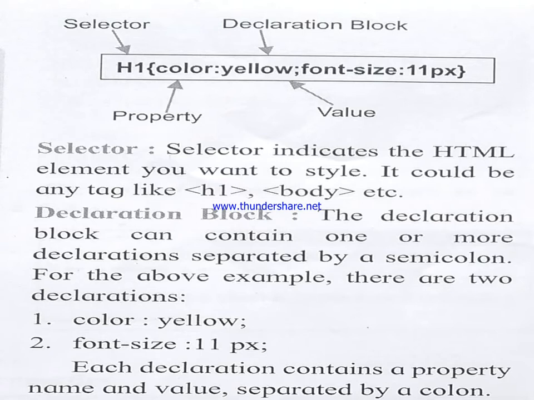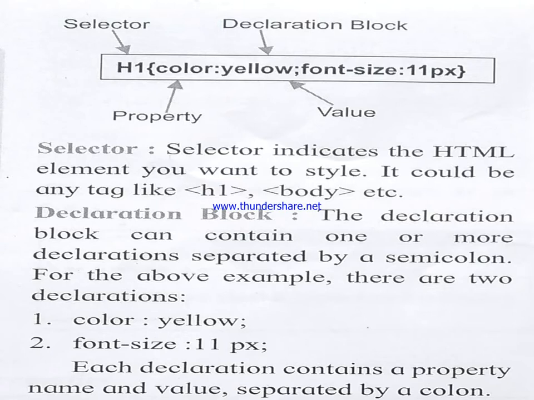Now what is the meaning of declaration block? The declaration block can contain one or more declarations separated by a semicolon. For the above example, there are two declarations, color colon yellow and font size colon 11 pixels. Each declaration contains a property name and its value separated by a colon.